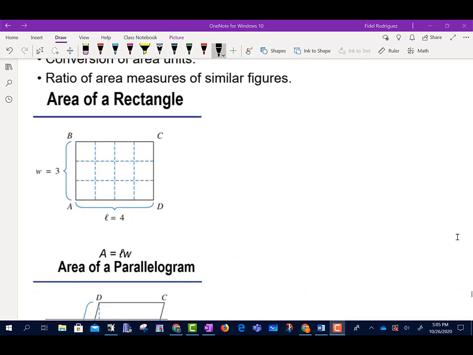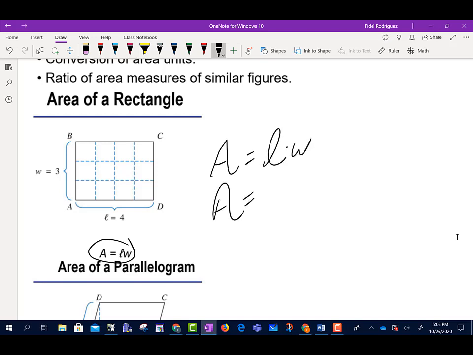Okay, so here we have the formula for the area of a rectangle. The formula is area is equal to the length times the width. So the area in this case is going to be 4 times 3, and we're going to say 12 units squared. The reason why it's units squared, I want you to notice, if I start counting 1, 2, 3, 4, 5, 6, 7, 8, 9, 10, 11, 12, and each of these are little squares, okay? So that's why we say square units.